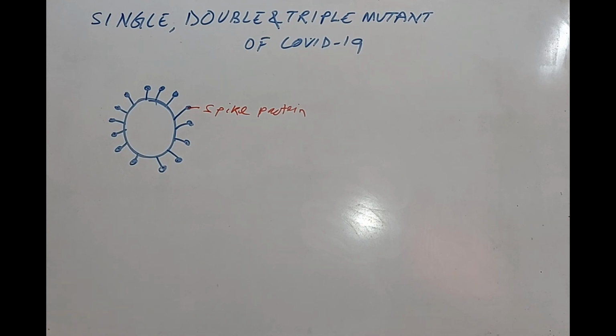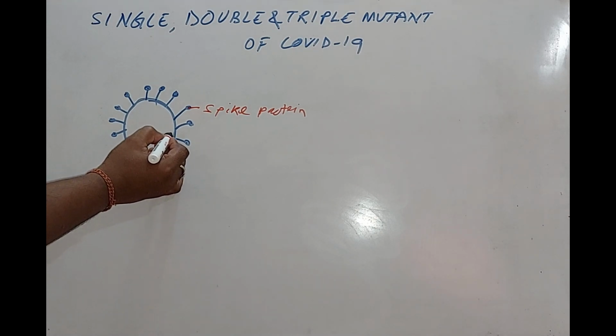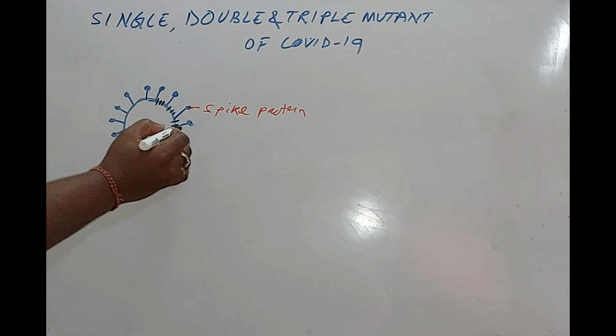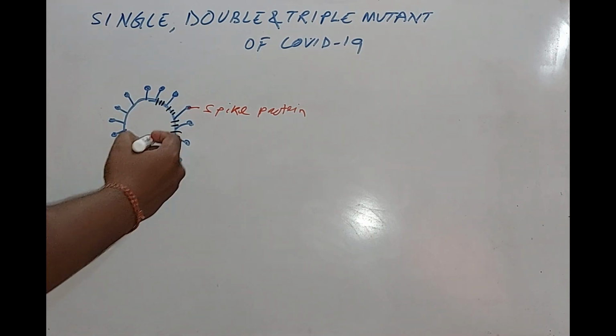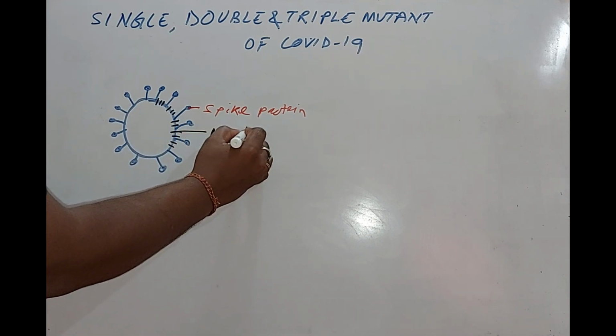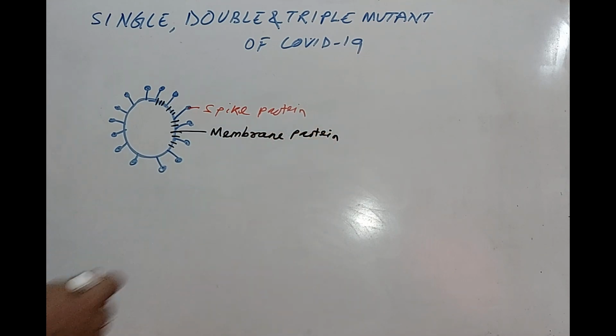And similarly some other proteins are there, and you can see throughout the membrane like this, and this is particularly the membrane protein. One is spike protein, one is membrane protein.